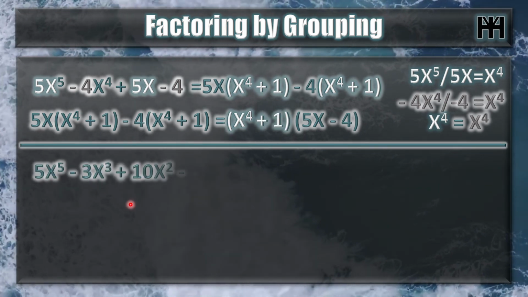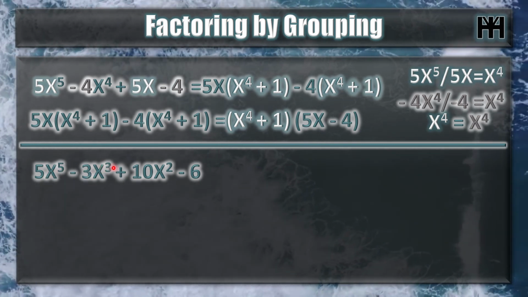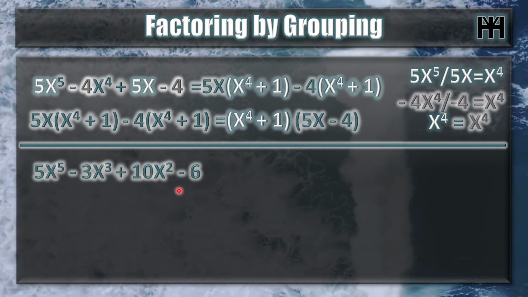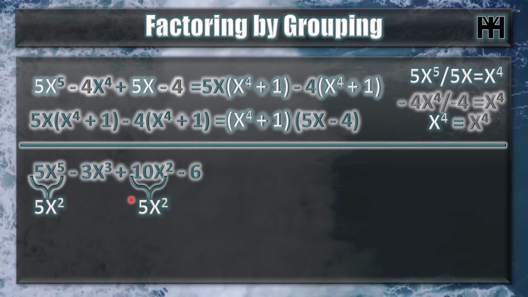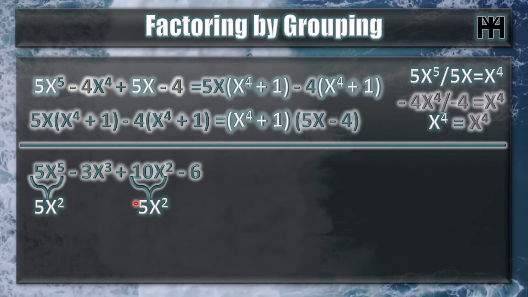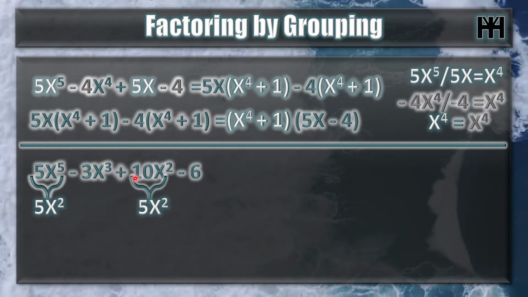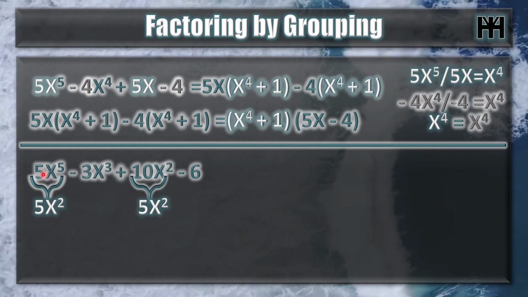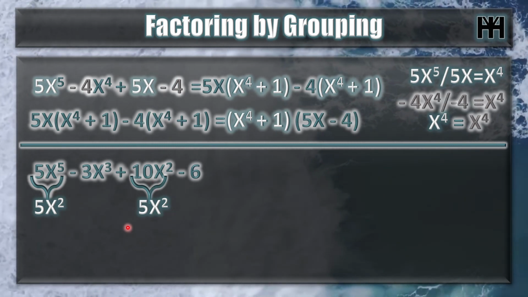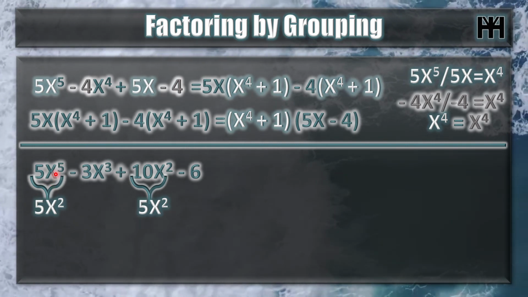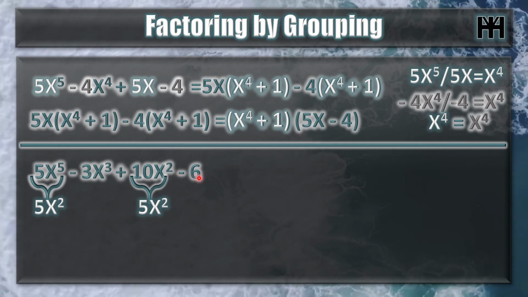We have here 5x^5 minus 3x^3 plus 10x^2 minus 6. Let's make the test here. And something else: if you have them in the standard form, then it's most probably the first and the third. Okay, so we have 5x^5 minus 3x^3 plus 10x^2 minus 6.